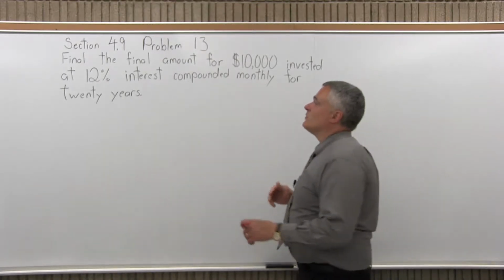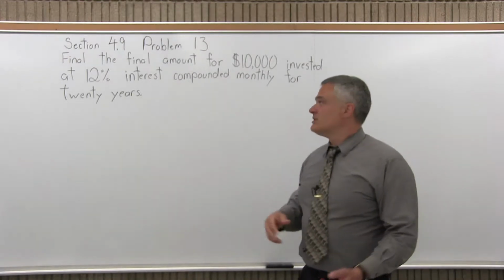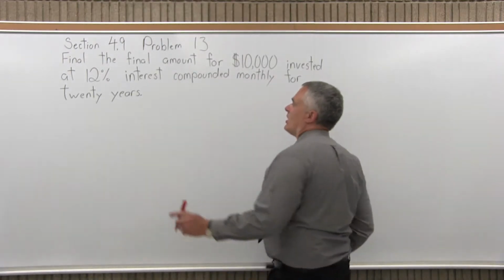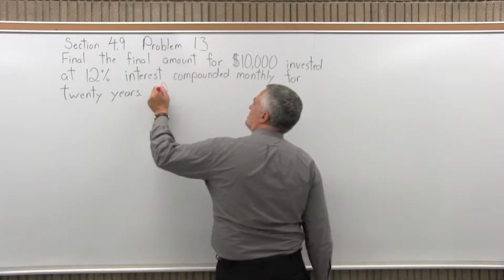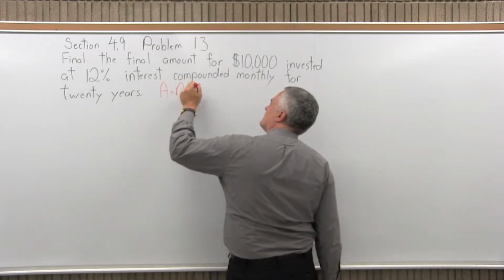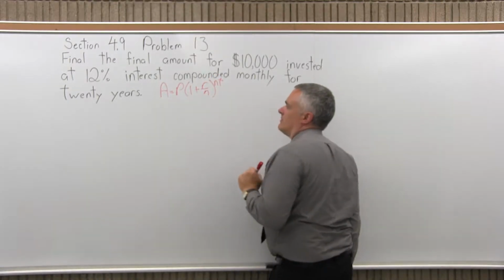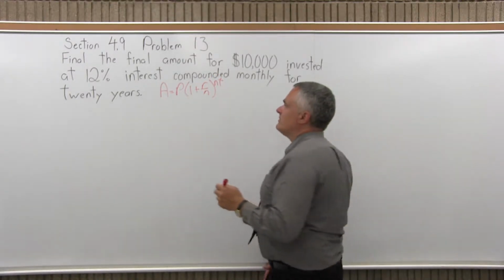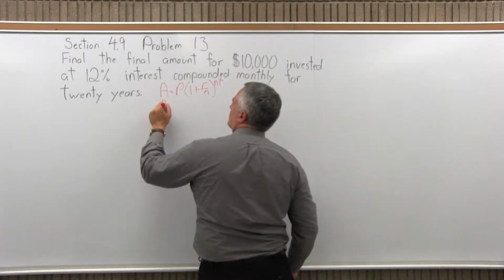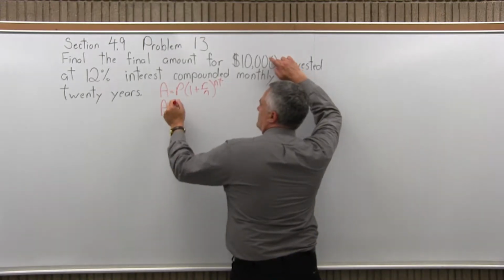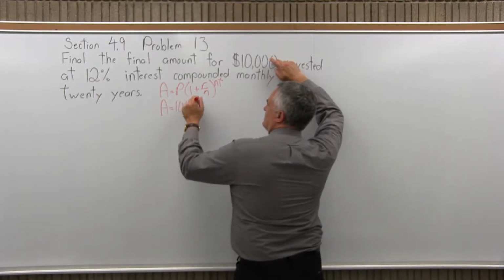So anyway, which formula do you use? Simple interest or compound interest formula? Because this question talks about compounding, you have to, of course, choose the compound interest formula, which is A equals P times, in parentheses, 1 plus R over N to the N times T exponent. And fill that in. A is the final amount that we're looking for.